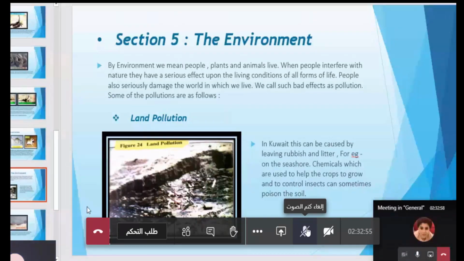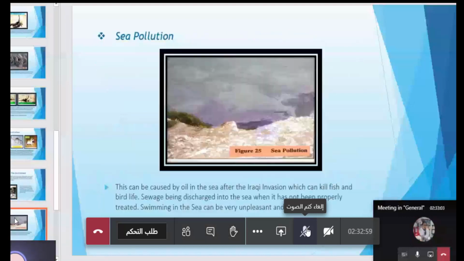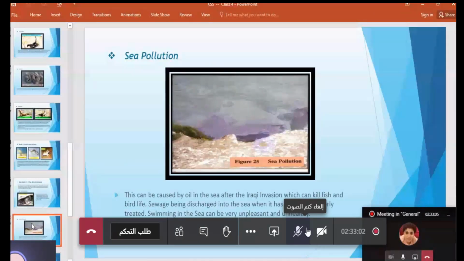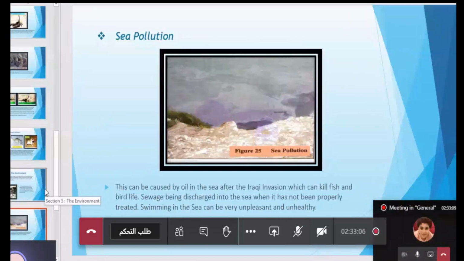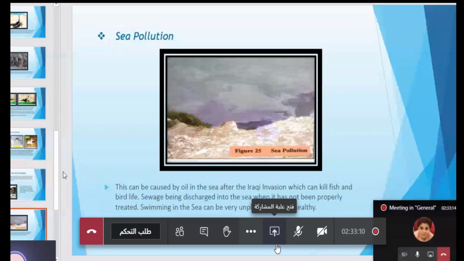Now next you have the sea pollution. This can be caused by oil in the sea after the Iraqi invasion. You know what happened? They left the oil to be flowing and it all entered the sea. Now when it entered the sea, what happened?